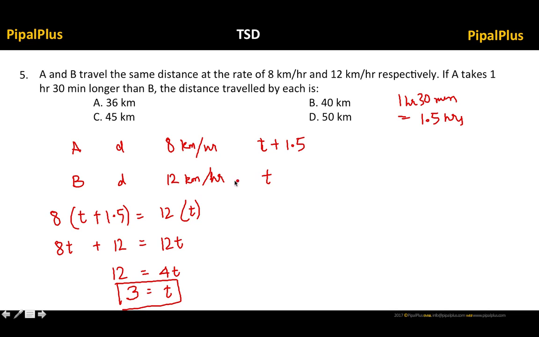So if B is covering D in 3 hours, then D must be speed into time, which is 12 into 3 equals 36 kilometers.